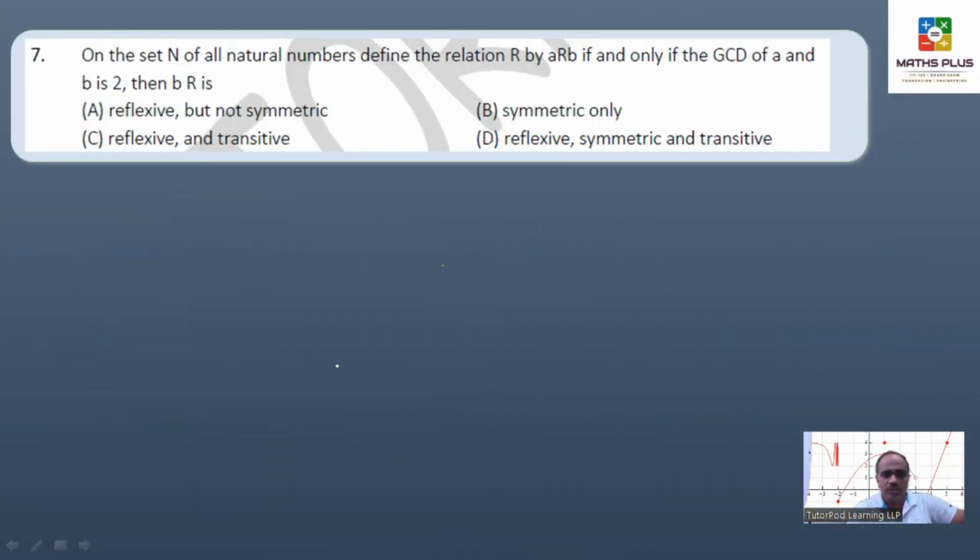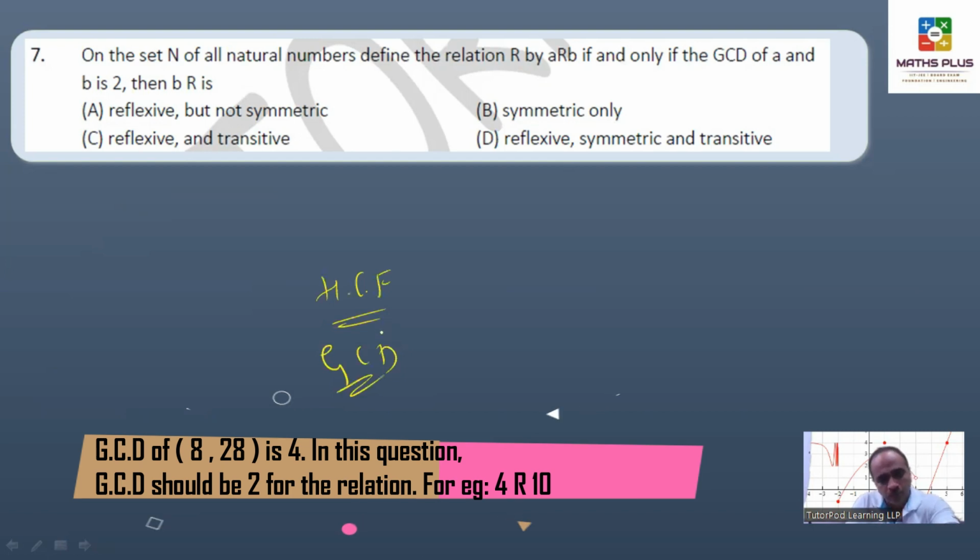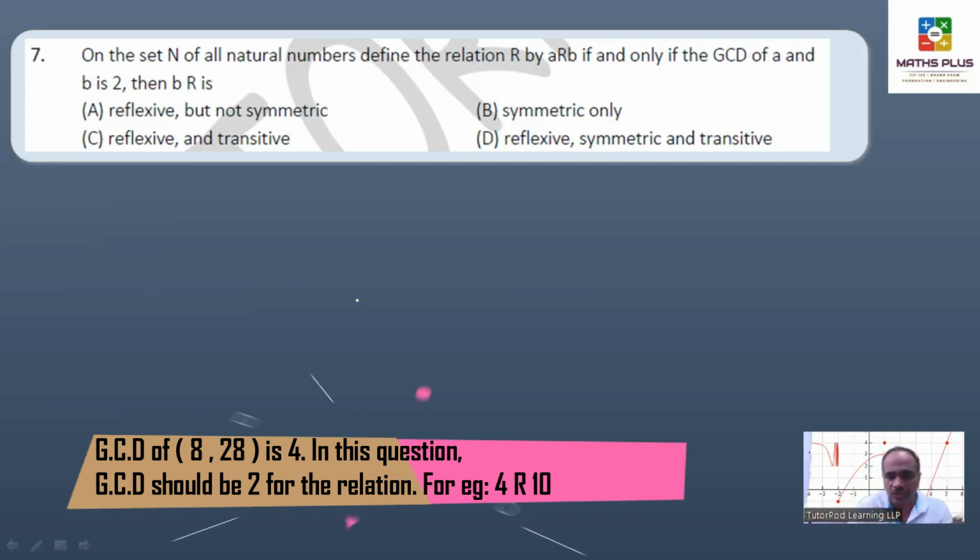Of natural numbers, define the relation A is related to B if and only if GCD of A and B is 2. GCD means greatest common divisor. It is also called HCF, highest common factor. You have studied this in your 9th and 10th standard. Now, GCD must be 2 between two numbers. Then only they are related, otherwise no.